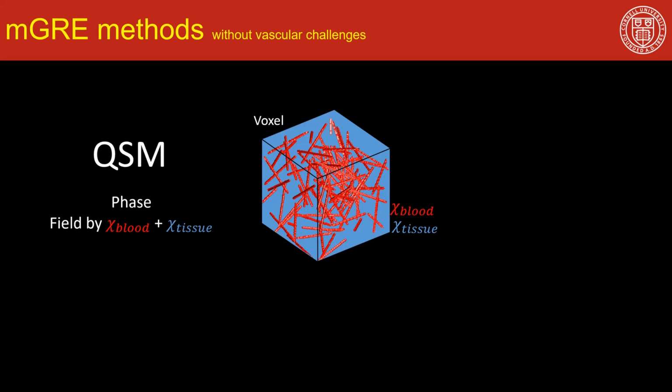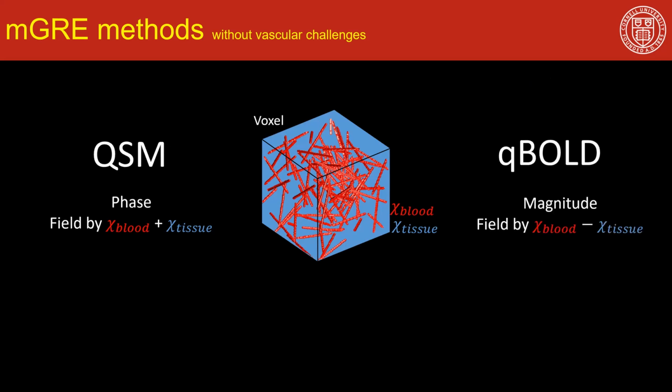QSM utilizes phase information driven by the susceptibility sum of blood and surrounding tissue. qBOLD utilizes magnitude signal decay driven by field variation within a voxel due to the susceptibility difference between blood and the surrounding tissue. I will explain each in a bit more detail, and why and how we combine them.